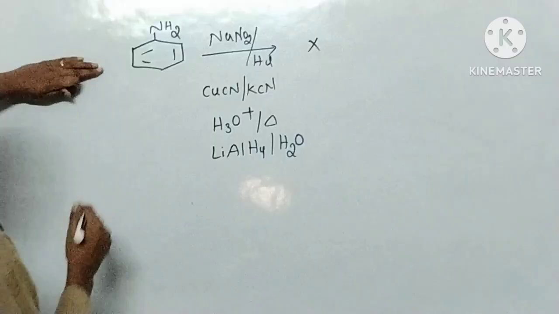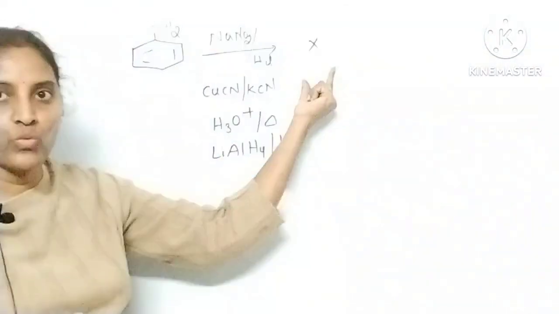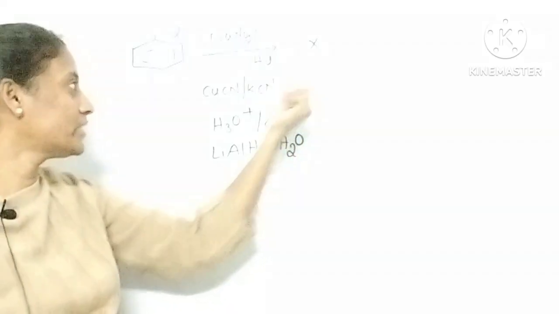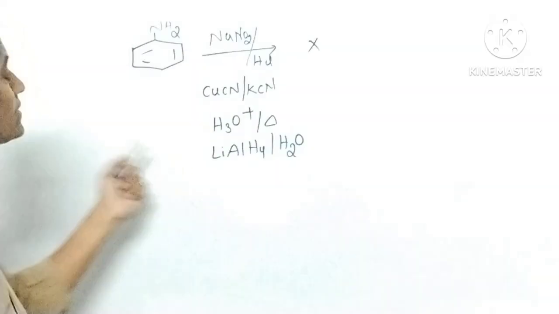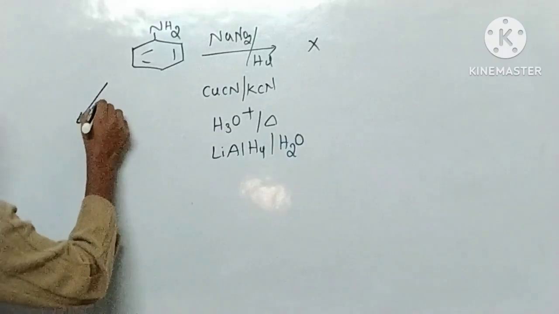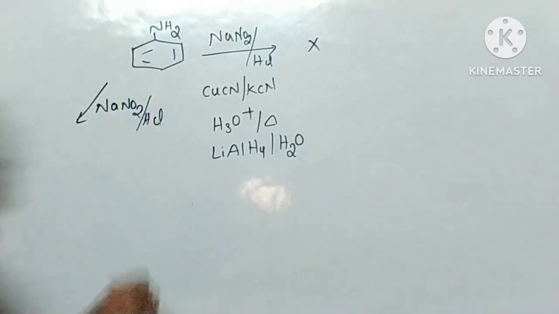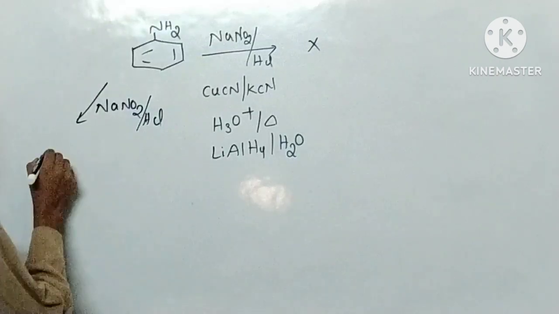Dear students, here in this question, aniline is converted to X. What is X? You need to identify it here. Here you have 4 reagents. By using those reagents, aniline reacts with NaNO2 in presence of HCl. Step by step I am writing here.